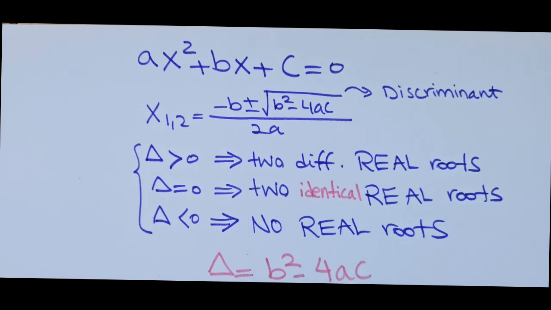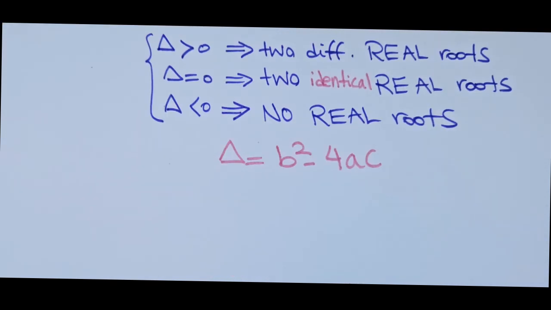Based on the value of this discriminant, you would have three different situations. You would either have two different real roots, or if it's equal to 0, you would have two identical real roots, or when it's less than 0, you would have no real roots.